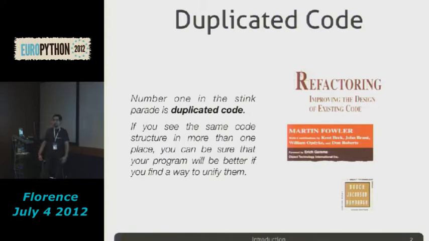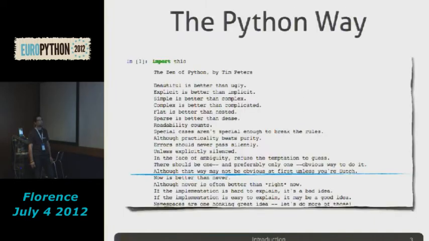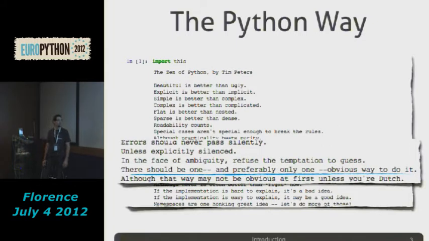But anyway, we're all Python programmers, so we know the Zen of Python, and in particular, we know that the Zen states that there should be one, and preferably only one, obvious way to do it. So we're done. We should have no problem with clones or duplications.